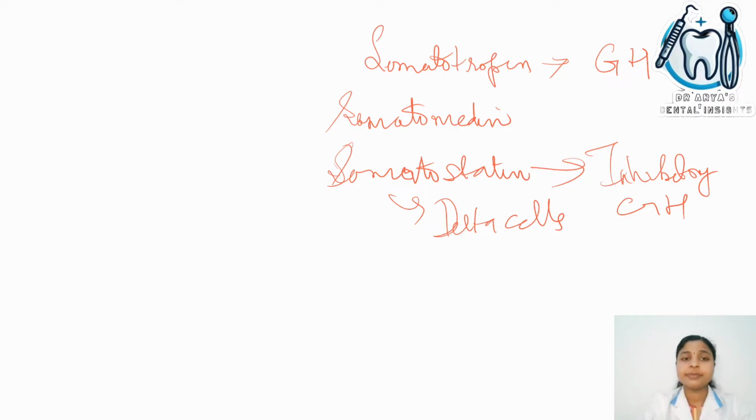So these are the three hormones. Somatotropin is another name for growth hormone. Somatomedin is secreted by the liver when stimulated by growth hormone, and there is no direct action on bones through GH, but it acts through somatomedin. And somatostatin is the inhibitory hormone of growth hormone, and it is secreted by delta cells of islets of Langerhans in pancreas. Okay.